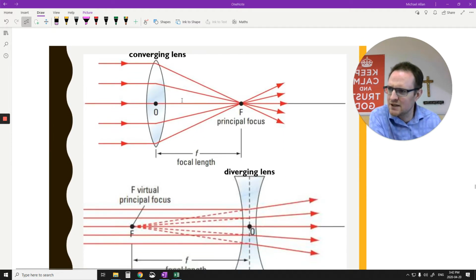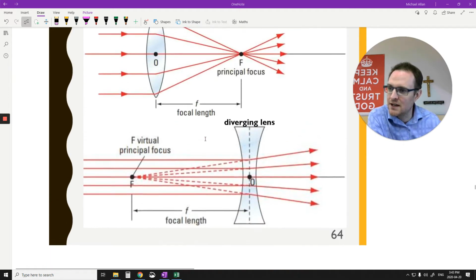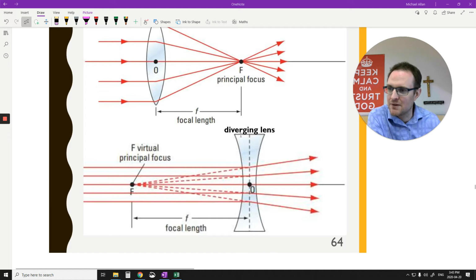Now, a nice converging lens looks like this. It looks like a little cat eye, kind of oval shape, and it's called converging because if you have a bunch of rays that come straight across, all parallel to that principal axis that we had before, they will converge at one point. We call that the principal focus point.